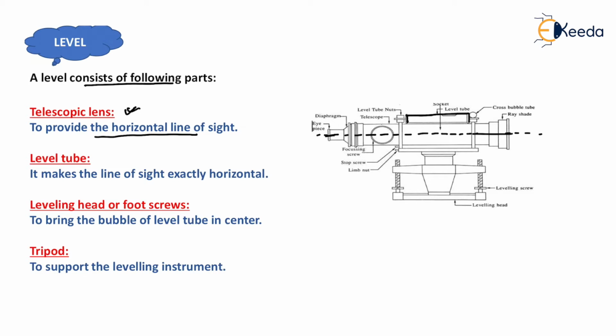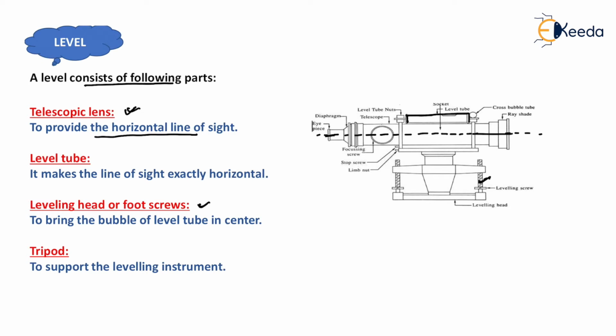By keeping the bubble at the center, we will make the auto level or any other level parallel to the earth's surface so as to provide the exact horizontal line of sight. Next one is the leveling head or foot screw, which is shown here. It is generally used to bring the bubble of level tube in the center.